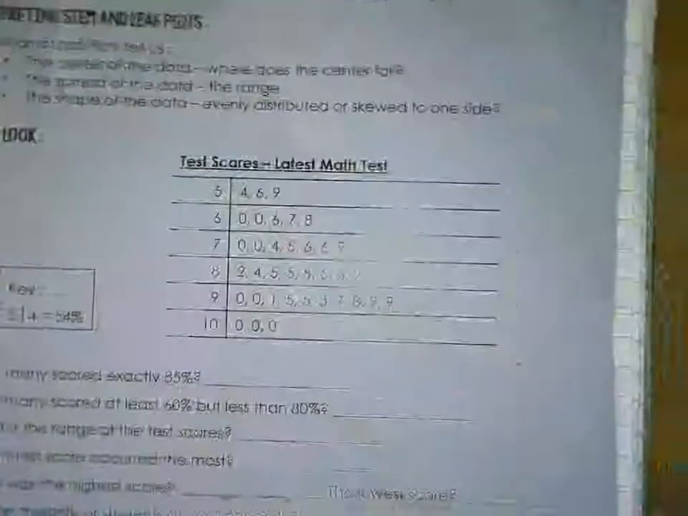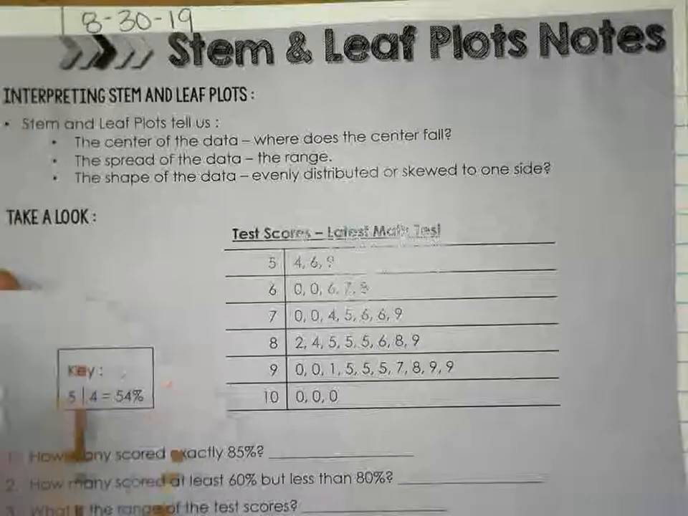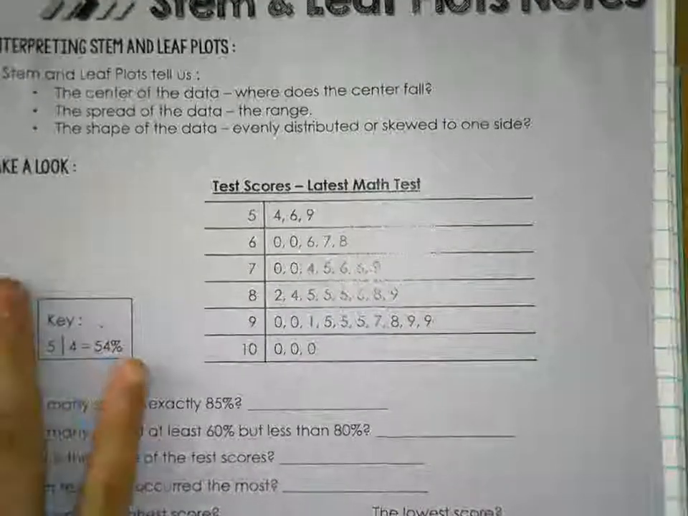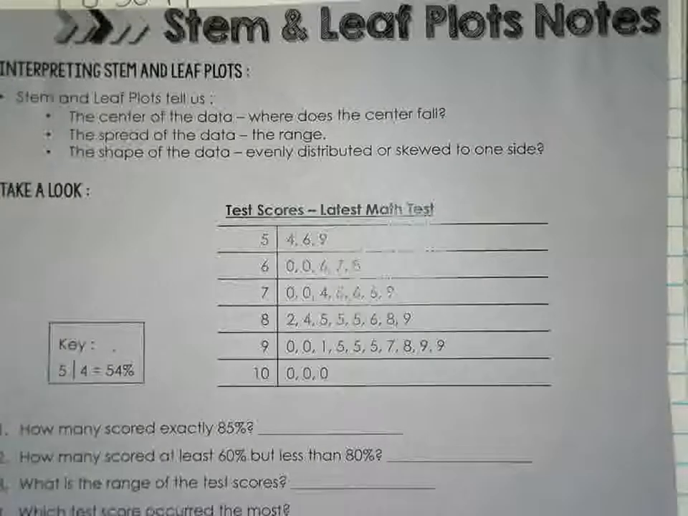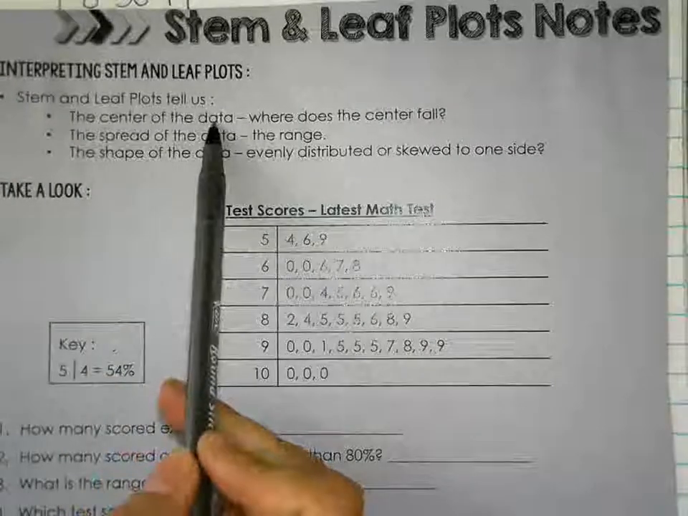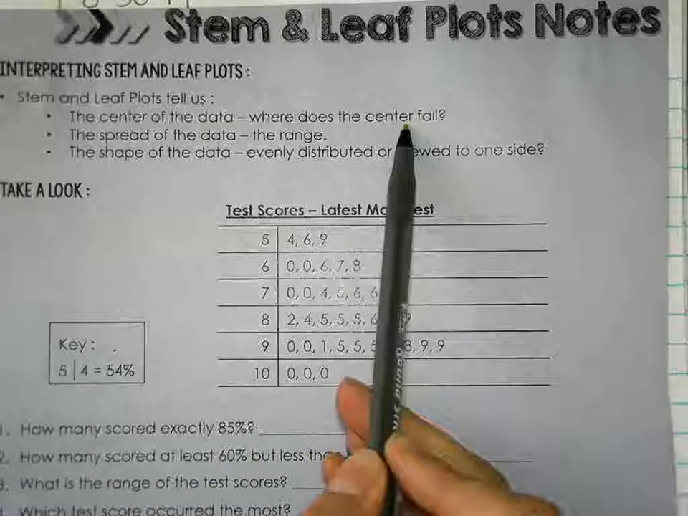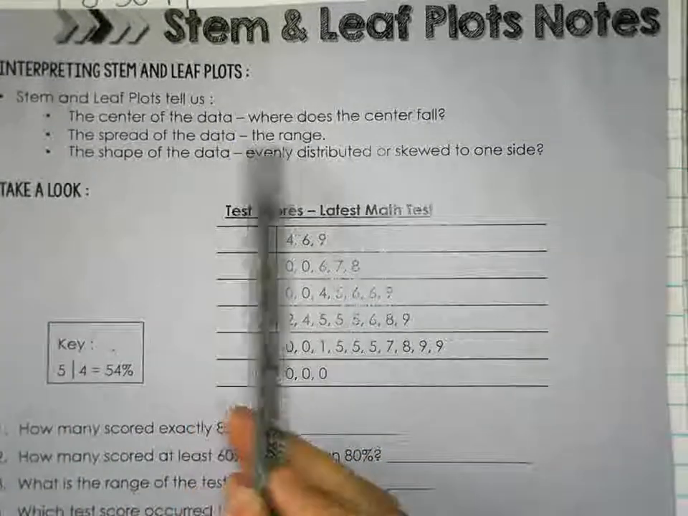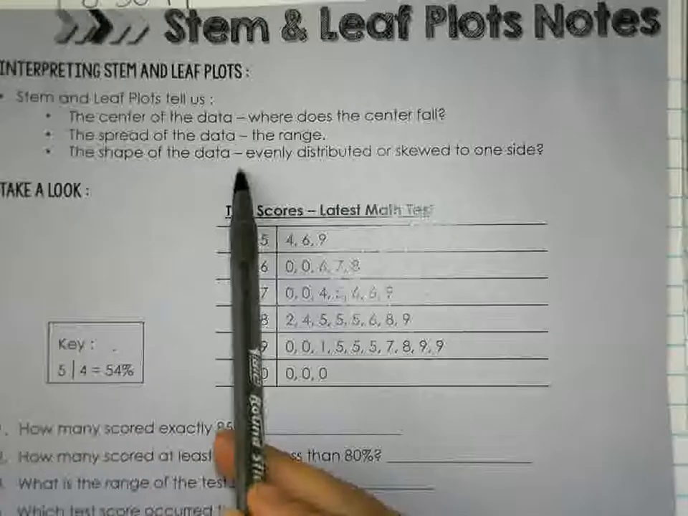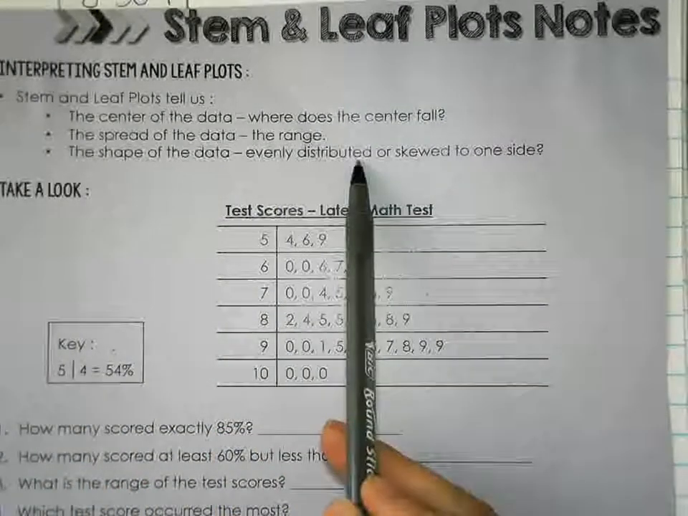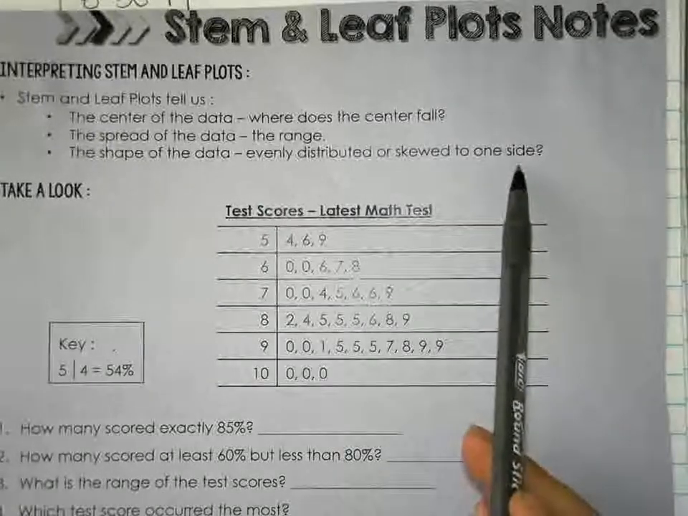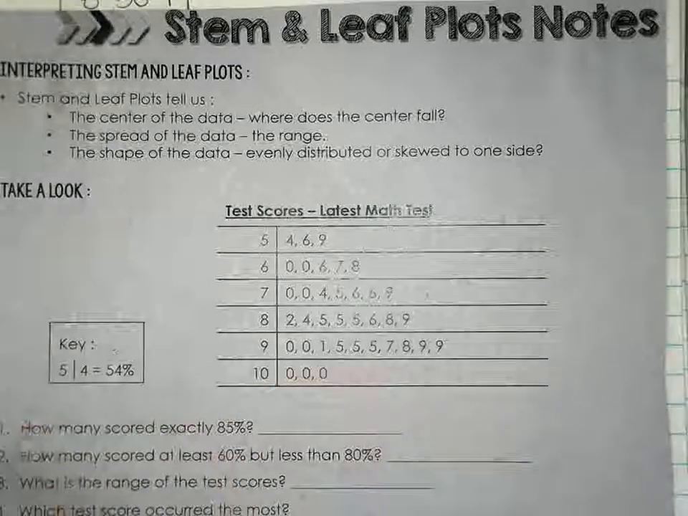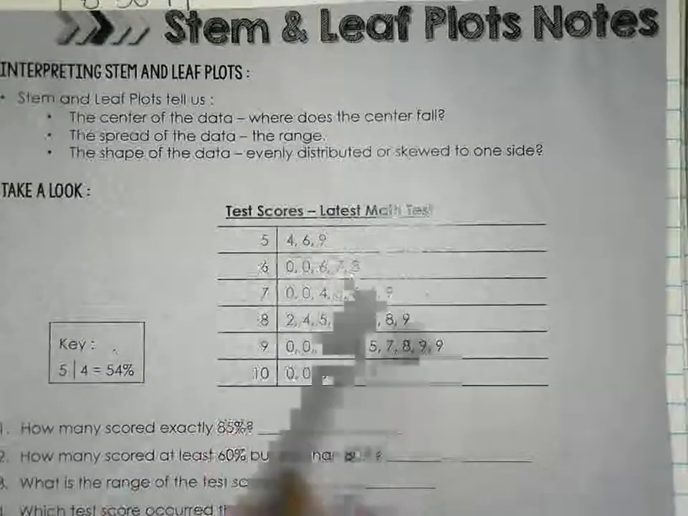Now let's go to our purple page and talk more about how we read the data, because reading is just as important as being able to create it. So to interpret, stem and leaf plots tell us the center of the data, where does the center fall, the spread of the data, which is the range, and the shape of the data. Is it evenly distributed or is it skewed to one side? Meaning, are there more numbers to the left or more numbers to the right?